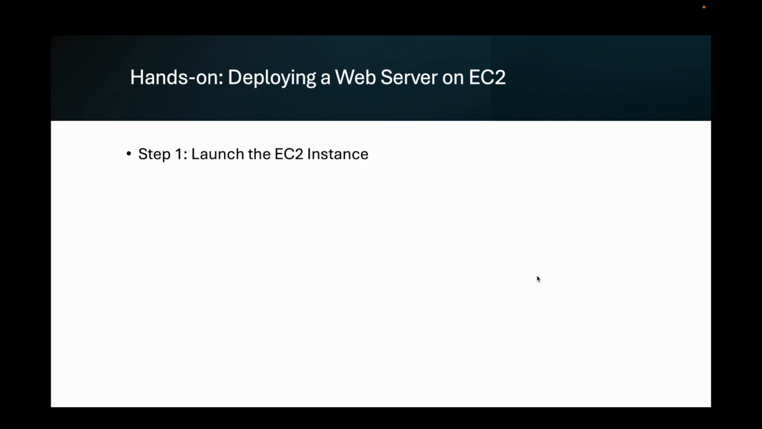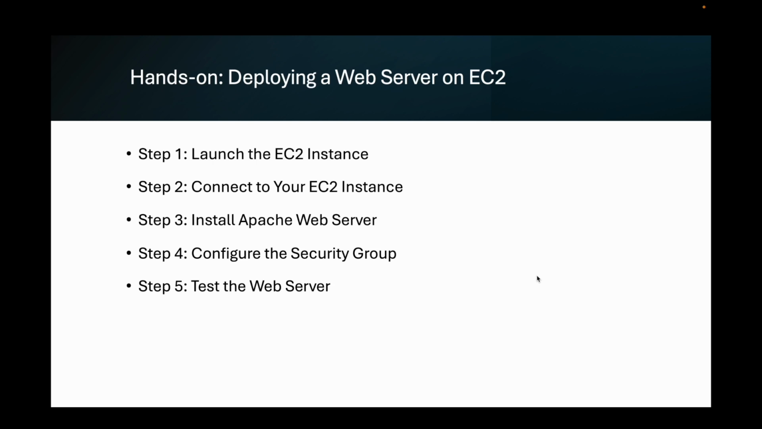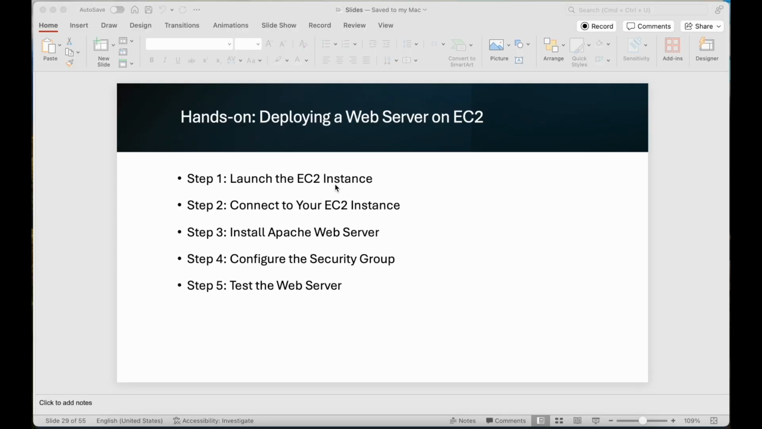In this, we will be doing a few steps: launch the EC2 instance, connect to your EC2 instance. Next, we'll be installing an Apache web server, and then we will be configuring the security group. We will test the web server and see if everything works fine. So let's get started and jump into the hands-on exercise. So let's start with step number 1, where we are launching the EC2 instance, and connect to your EC2 instance is step number 2.